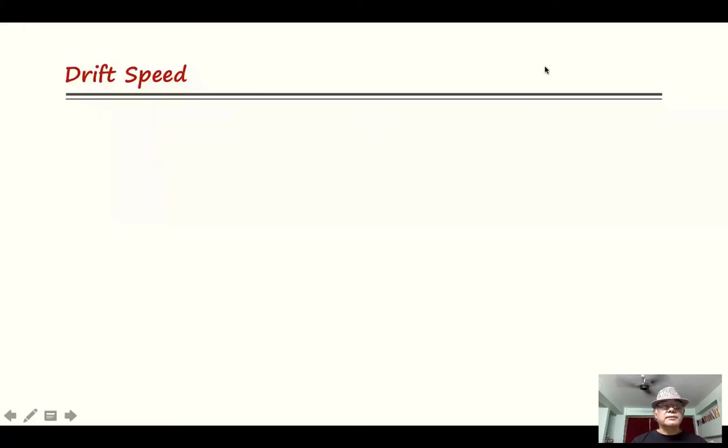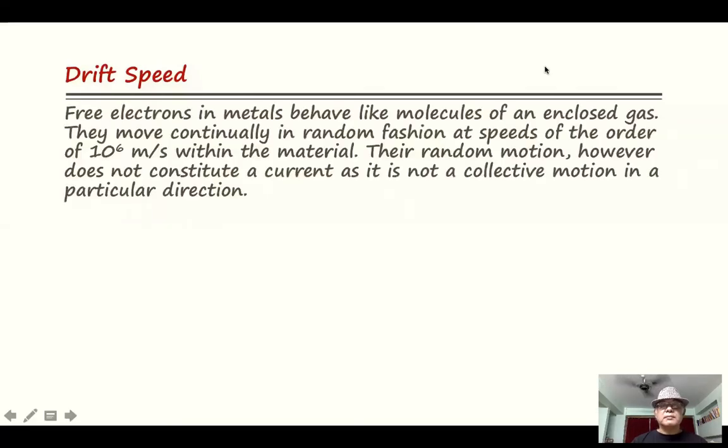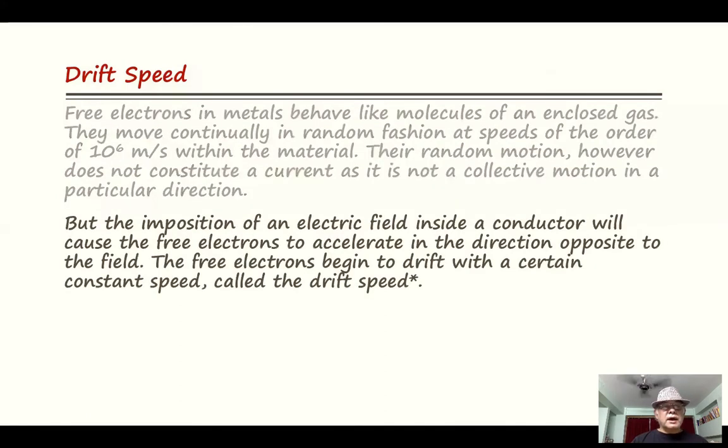Drift speed. The free electrons in metals behave like molecules of an enclosed gas. They move continually in random fashion at speeds of the order of 10 to the power 6 meter per second within the material. Their random motion, however, does not constitute a current, as it is not a collective motion in a particular direction. But the imposition of an electric field inside a conductor will cause the free electrons to accelerate in the direction opposite to the field. The free electrons begin to drift with a certain constant speed, called the drift speed. We'll revisit the topic in the next lesson.